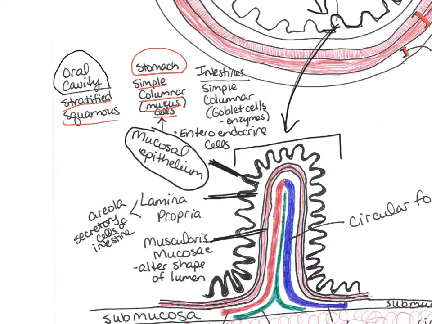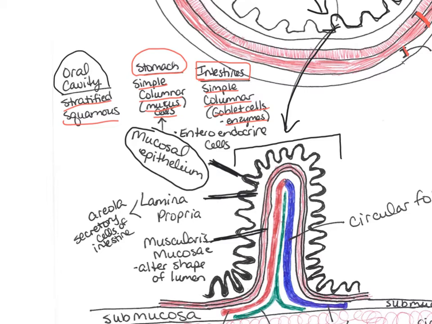And they can produce mucus in the stomach area to help protect the lining of the stomach. In the intestines, the mucosal layer will be made of simple columnar cells as well. But those cells will be called goblet cells. And those goblet cells are specialized to secrete enzymes. So we can see that in all the different segments of the GI tract, we have the mucosal epithelium as the most superficial layer of the mucosal layer. But they have different cells, and they have different functions in different areas.